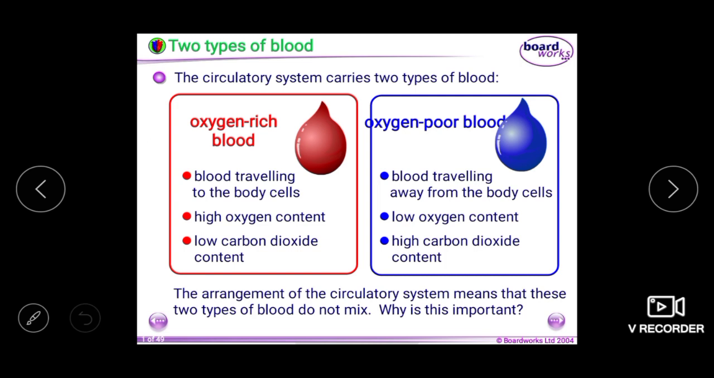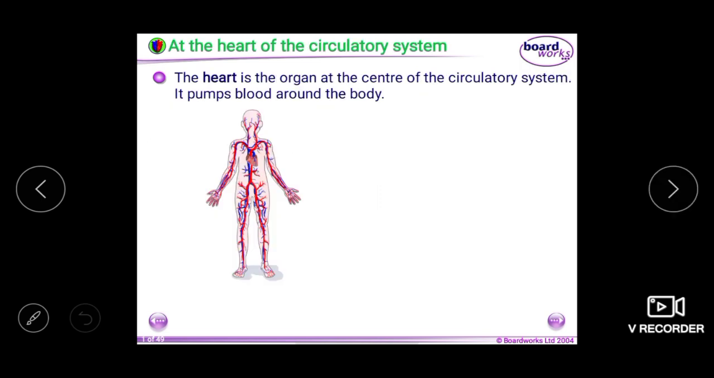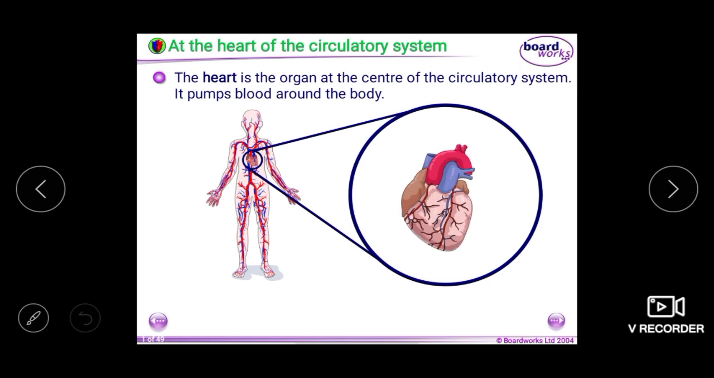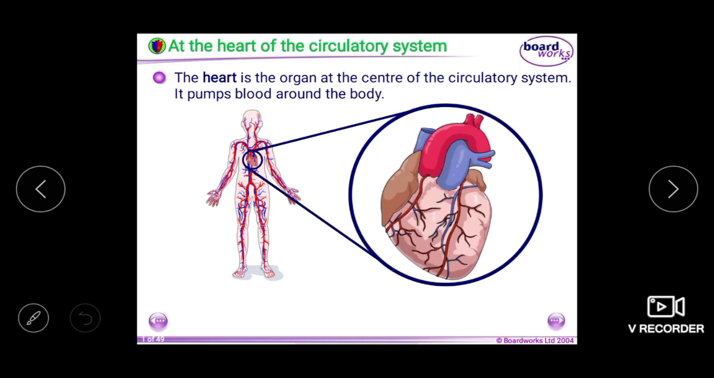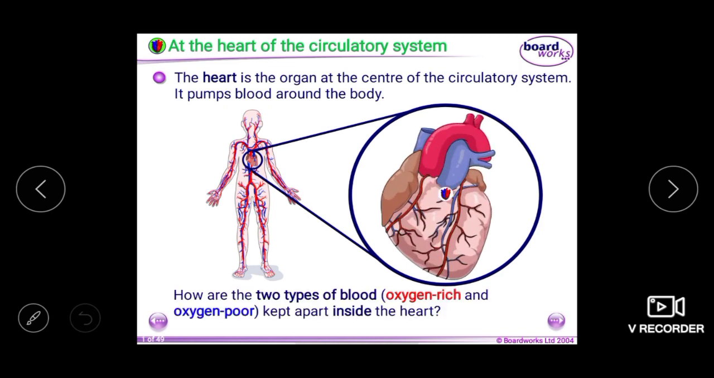The arrangement of the circulatory system means that these two types of blood do not mix. The reason is that if they mixed, the oxygen content and carbon dioxide content would come to an average concentration. But how is it done that they don't mix within the heart?